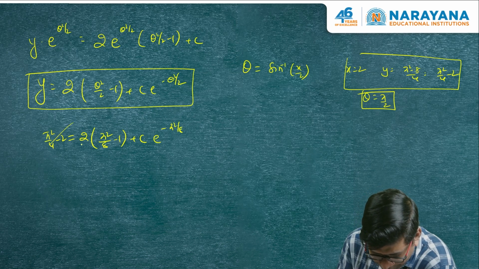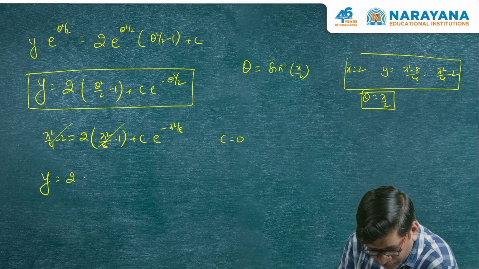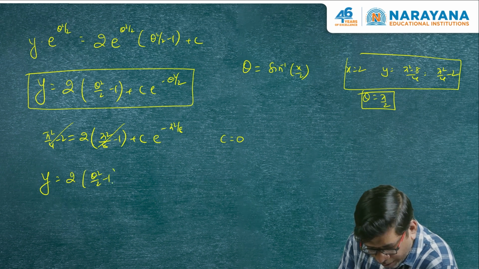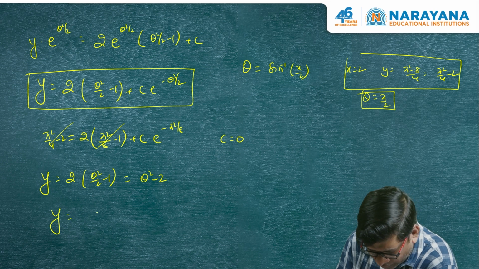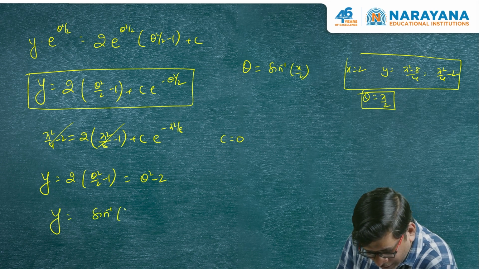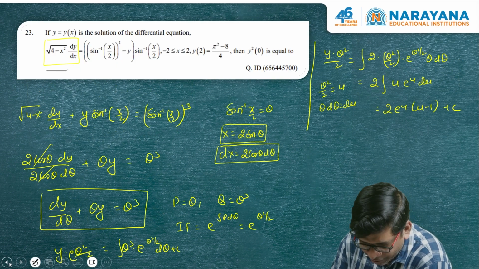You can observe these two are getting cancelled. It means c becomes 0. So we get y equals 2 times theta square by 2 minus 1, which is theta square minus 2. Now we can put back our function: sine inverse x by 2, whole square, minus 2. This is your function. This was your theta, sine inverse x by 2.